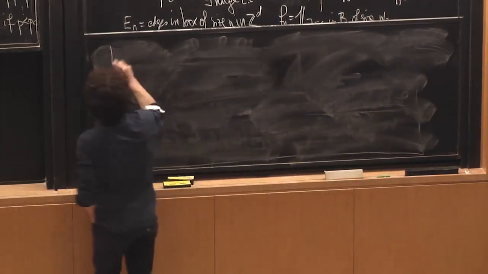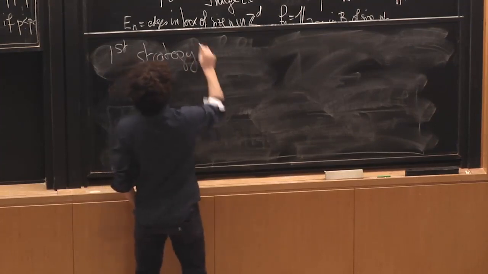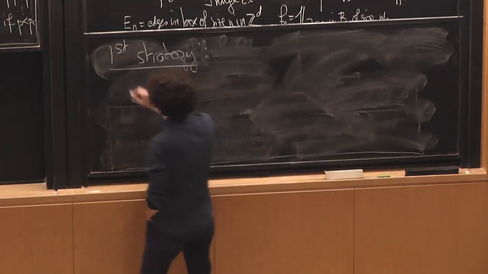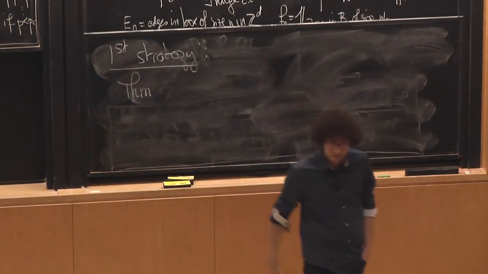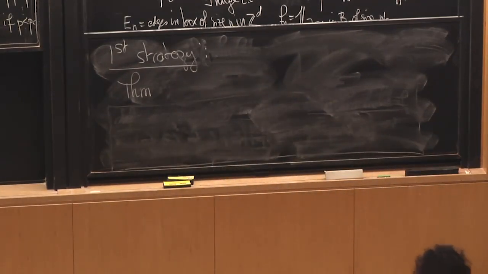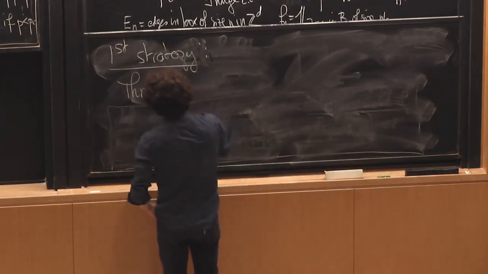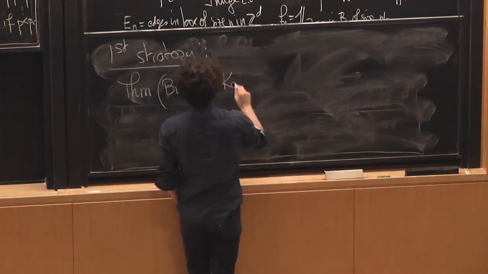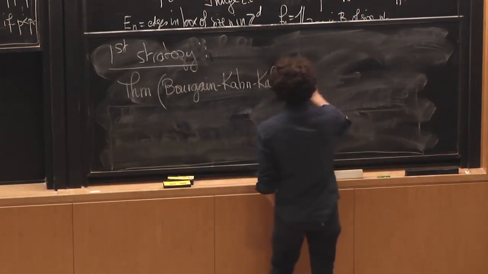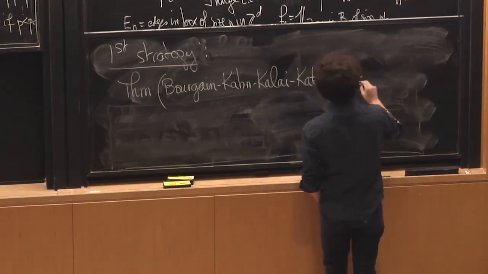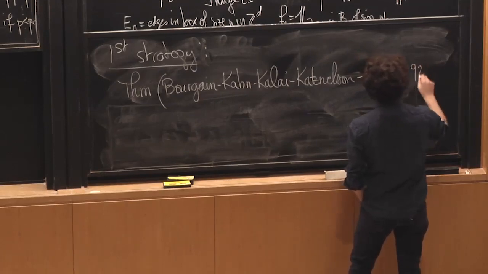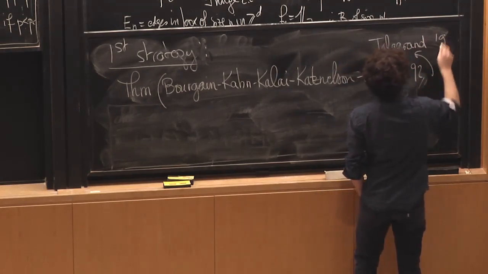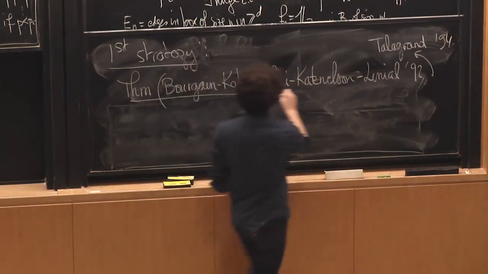So, the first strategy to prove the star is going to be to use a theorem coming from discrete Fourier analysis. This theorem was proved by two groups. The first one is Bourgain-Kahn-Katznelson. You need to be careful not to forget a K. And Linial. This is 92. And there is another one, by Talagrand, 94. And the theorem is basically saying the following.